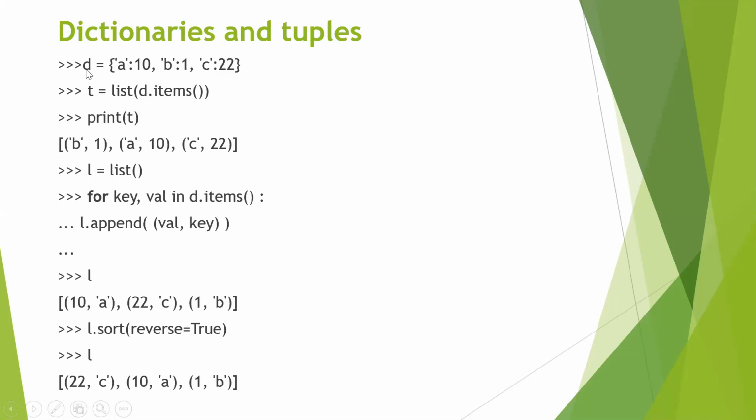Now, this dictionary has a method called items. So what does items return? Items will return tuples consisting of a key and a value. So over here, I'm saying t is equal to list of d dot items. If I print t, it's a list of what? A list of tuples. So d dot items will return tuples, and each tuple consists of a key and a value. So b is the key, 1 is the value, a is the key, 10 is the value, c is the key, 22 is the value.